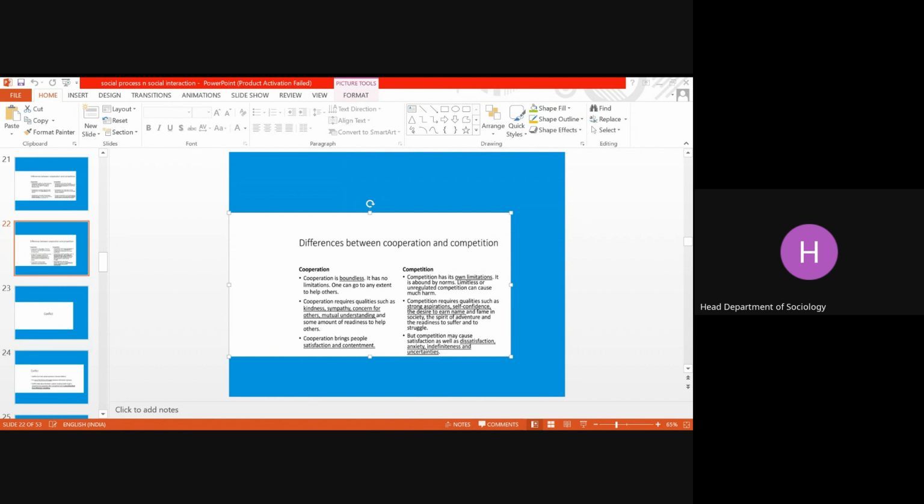See, generally, when a student is appearing for some competitive exam, the advice given is to work for more than 12 hours and don't attend parties or functions. So they have to sacrifice everything in their life to achieve their goals. Cooperation brings people satisfaction, right? Assume that some cultural program is there, everyone will coordinate with each other and the function will get completed successfully with the cooperation of everyone in that college, right?